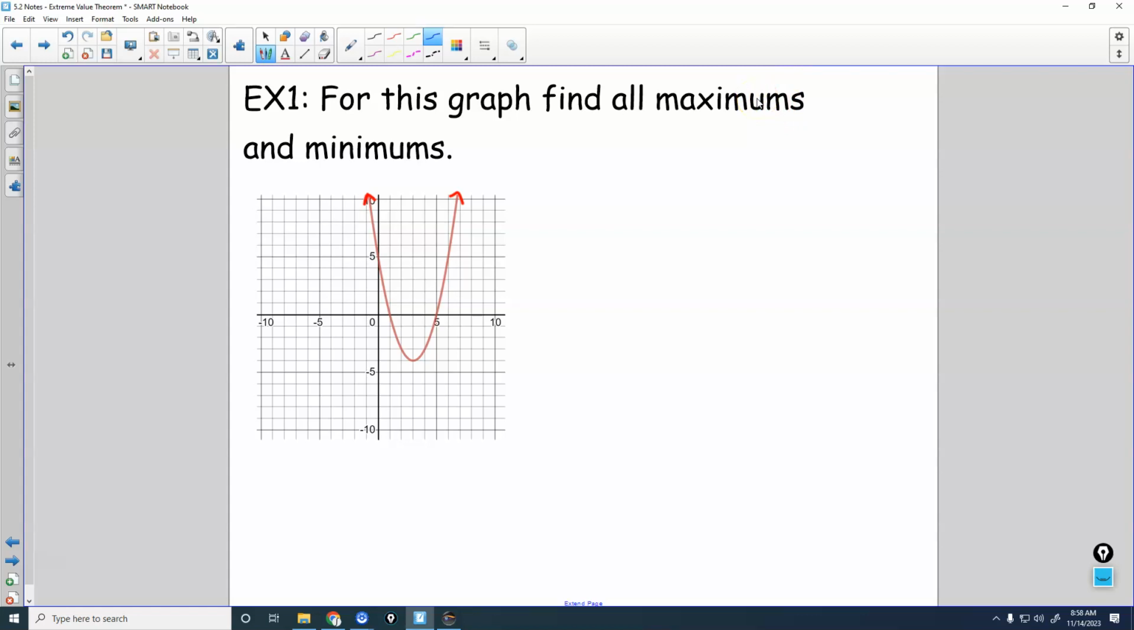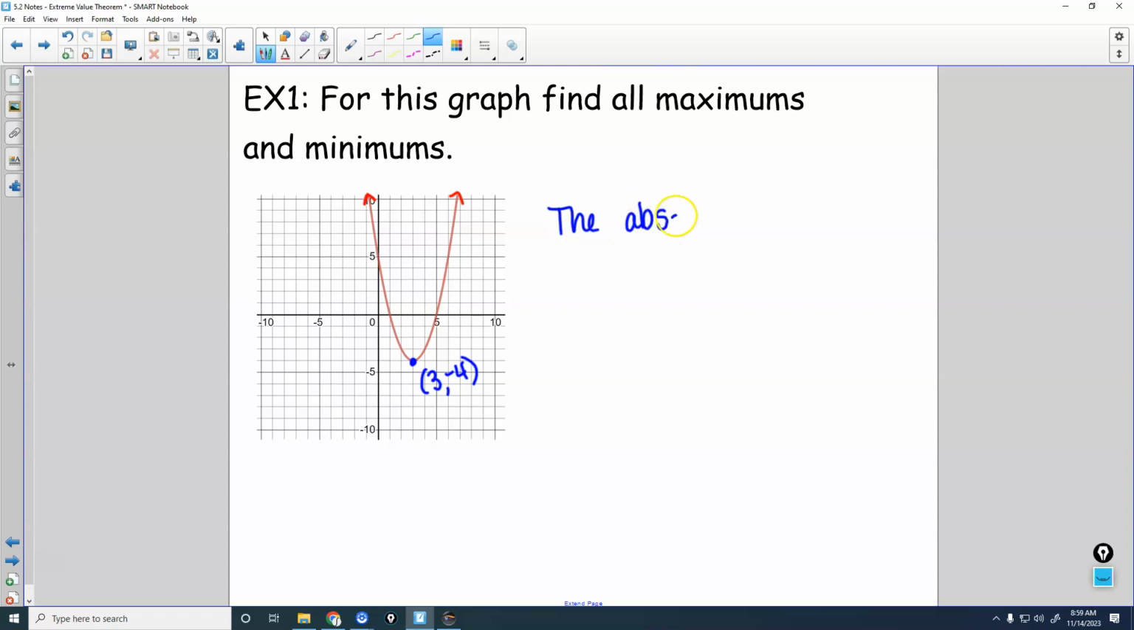What do you have? Okay, the point (3, -4) here is going to be a minimum. And is it relative or absolute? Absolute. Now, technically, it's also relative because it switches from decreasing to increasing. But because there are no points lower than it on the whole graph, it would be absolute.